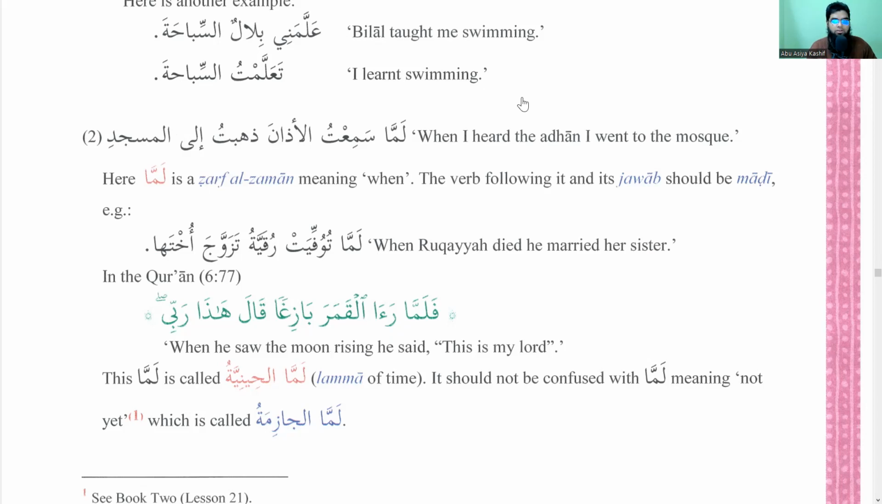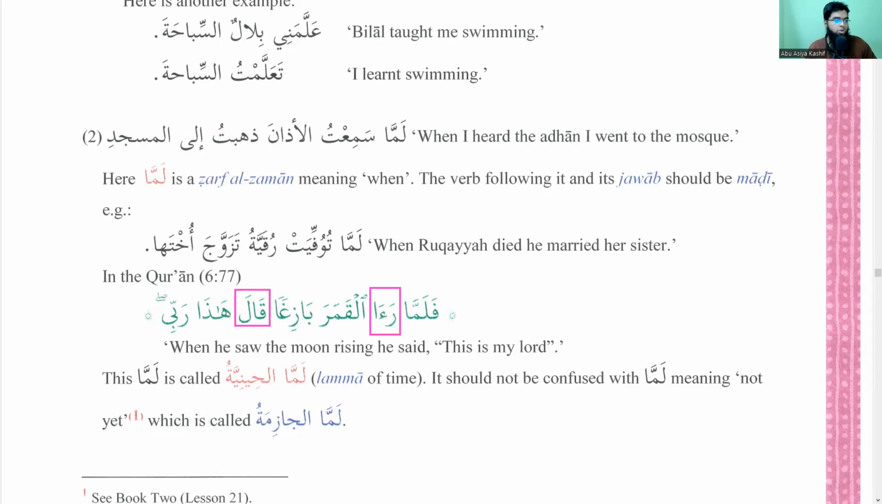Falamma ra'a al-qamara. So one madi, ra'a. When he saw the moon, bazighan, this is hal of qamara. We'll learn, inshallah, hal in the following lessons, lesson 28, 29 somewhere. Hal, dhul hal. When he saw the moon, how did he see the moon? Rising. Bazighan. Qala, this is the second madi. Qala hadha rabbi, he said, this is my Lord.